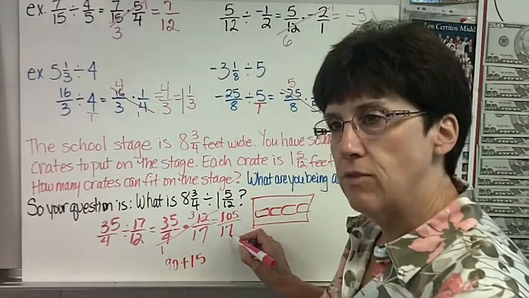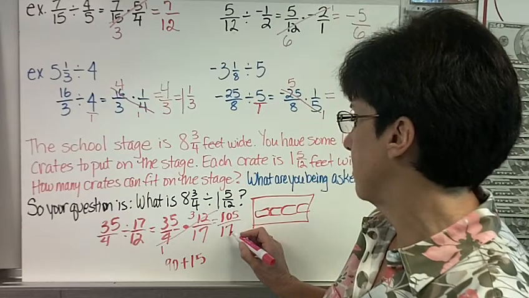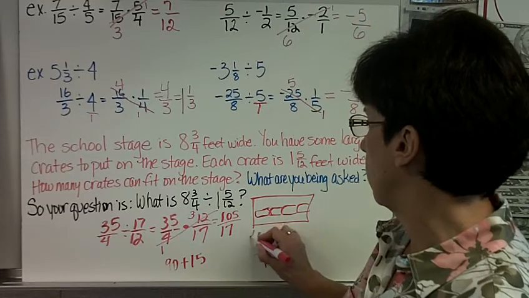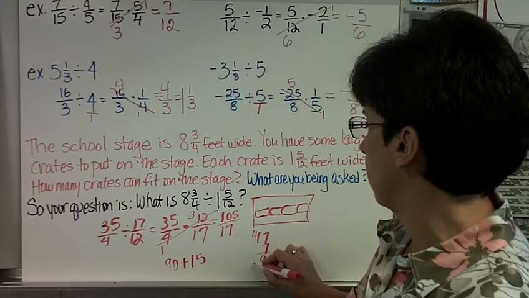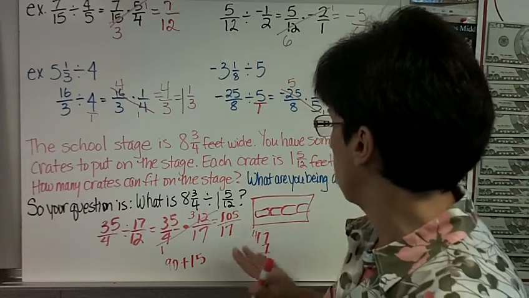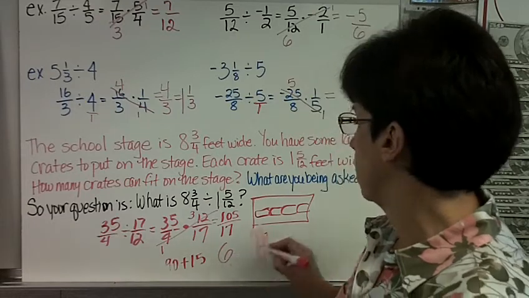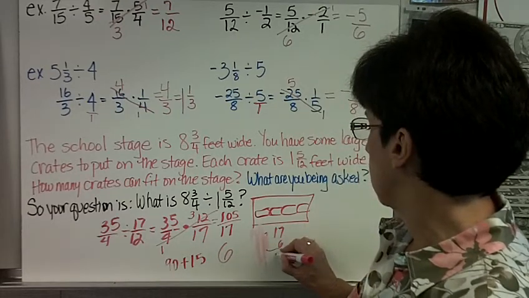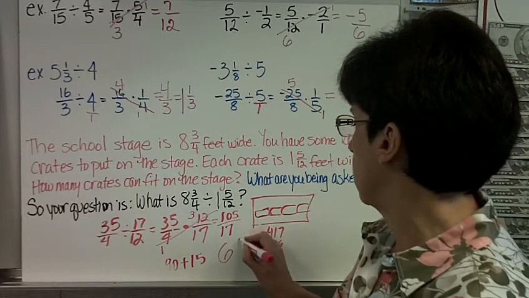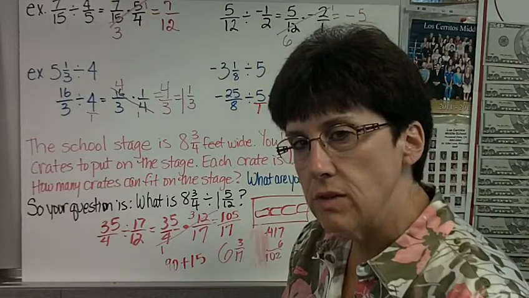I know that 17 times 5 is 85. Well, what's 17 times 7? Let's try it. 17 times 7, 9, 4... No, it's going to be too big because that's 119. So 17 times 6. So it'll be 6. Let me erase this so it's not so messy. So it'll be 6. And what's 17 times 6? 2, 4, 6, 102. 6 3/17. So the answer is 6 3/17.